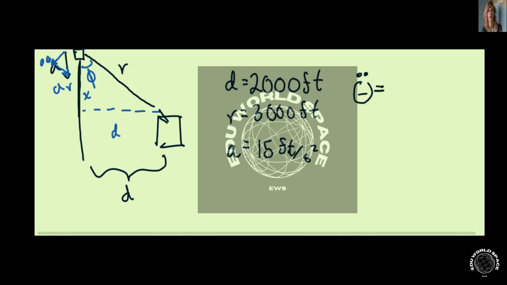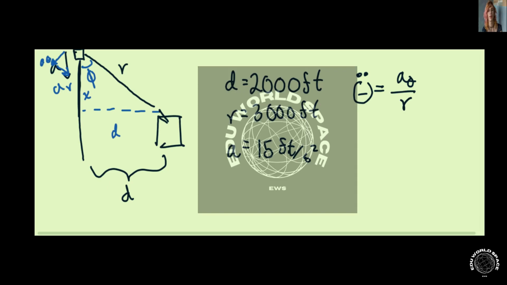So we can define two components of A: a theta, where a theta is perpendicular to this r vector, and a r, where a r is parallel to the r vector. Theta double dot is going to be this a theta divided by r.